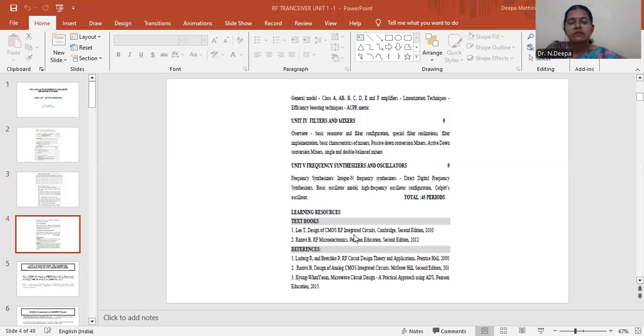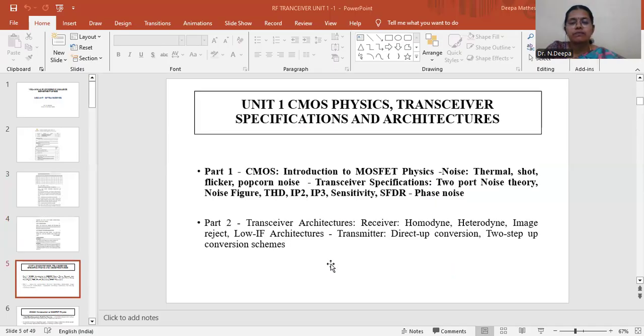So this is your textbook. The author is Lee T, The Design of CMOS RF Integrated Circuits, second edition. This will be your textbook. And Razavi, RF Microelectronics, second edition. This will be your another textbook. Most of the 5 units will be covered in these two books. So you can also refer to these books.